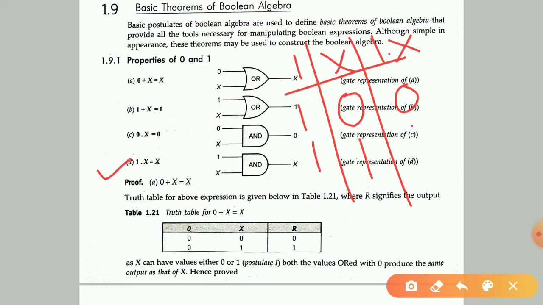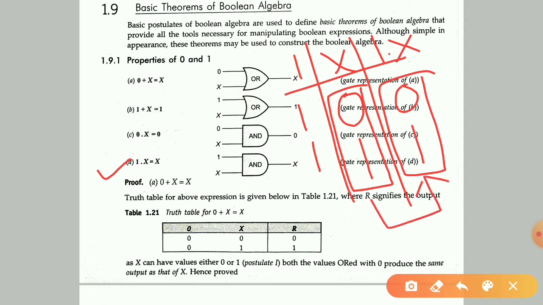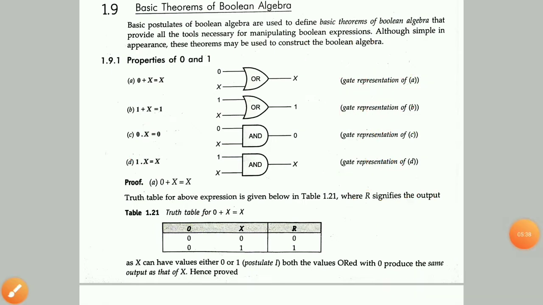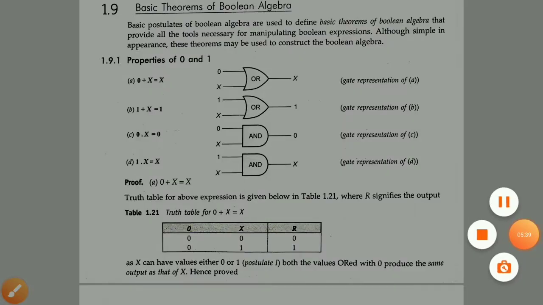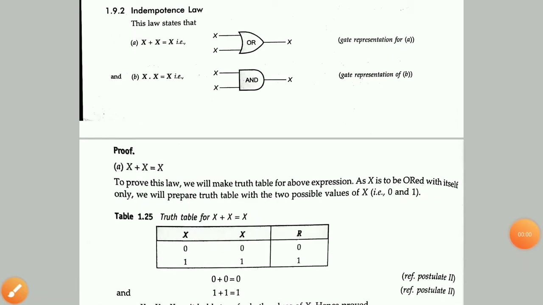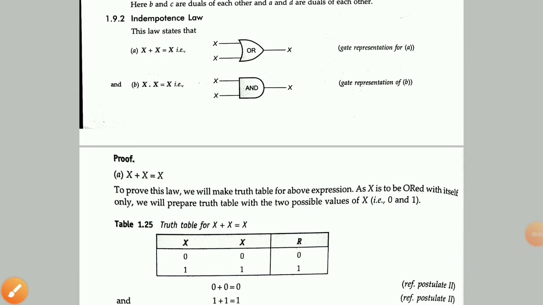What is 1 dot 1? 1. So you can see the answer is coming the same as the input x. So these both are the same. That's why the relation states that 1 dot x equals x. Clear? Understood, students? Okay.